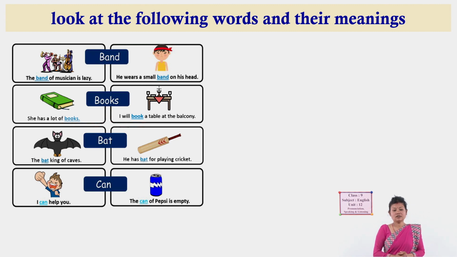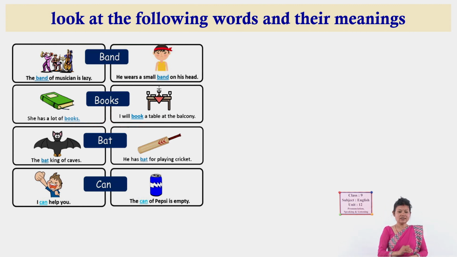Likewise, look at the next word, books. On the left, the sentence is: she has a lot of books. Simply, we know the meaning of book, it is a common word for you. Something printed that is used for reading purposes. So, she has a lot of books means she has reading material.